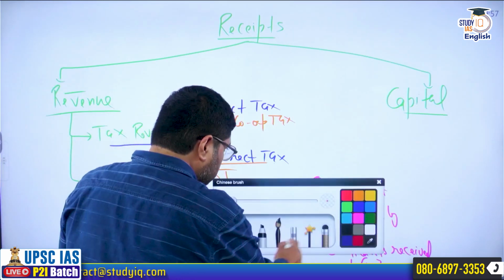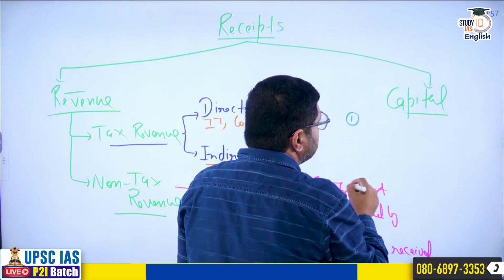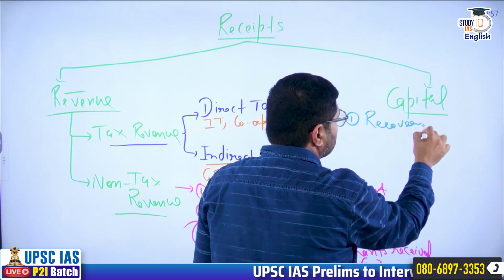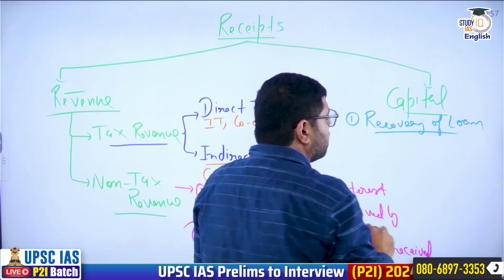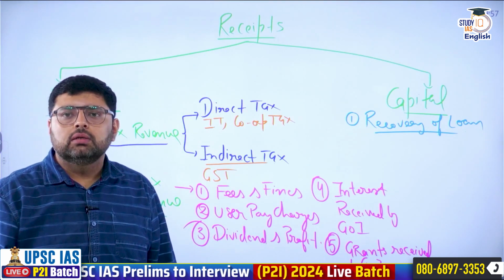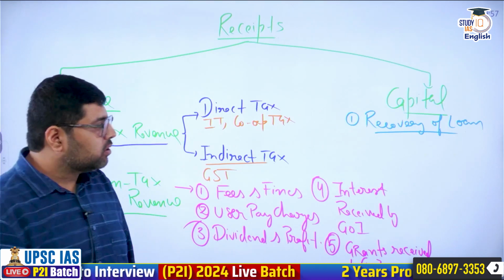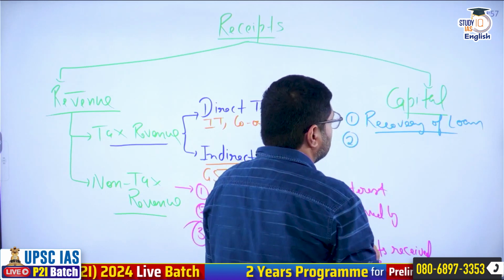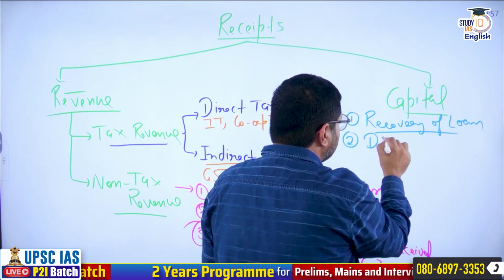Now come to capital receipt. Under capital receipt, there is recovery of loan. So whatever loan that government has given in the past, they have to recover once the maturity time period is there. So that becomes a part of capital receipt. Second, when you talk about capital receipt, it includes proceeds from disinvestment.